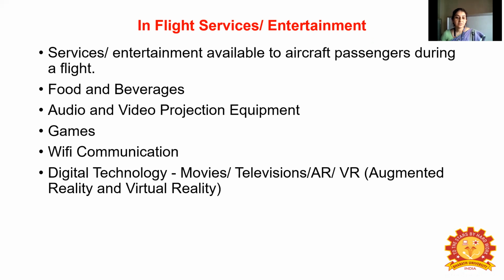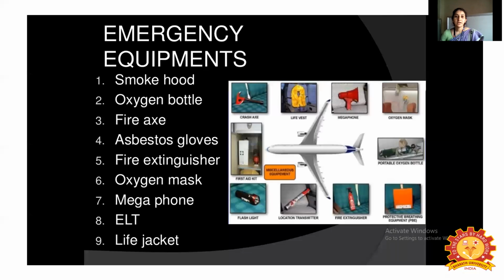And digital technology, virtual reality and augmented reality are all upcoming, and that is dominating the entertainment within the aircraft. Okay. And the next one is, what are the basic emergency equipments used in airlines or an aircraft? With the pictures we can make out: smoke hood, oxygen bottle, fire axe, asbestos glove, fire extinguishers, oxygen mask, megaphone, ELT, and life jacket. So these are all the emergency equipments used within an aircraft.